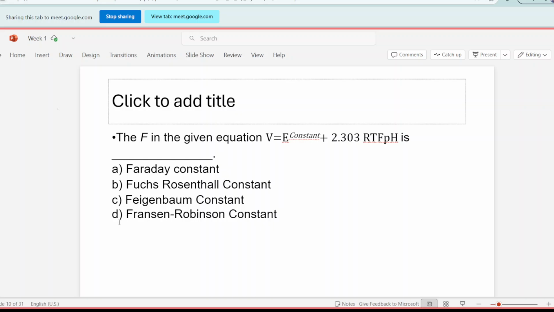So the next question is the F in the given equation, V is equal to E naught plus 2.303 RTF. Here, what does F stand for? That's the question. I'm not sure if you would know the different options shown here, but you can think about this question in terms of what this equation is. Anyone who knows the name of this equation, or which person it has been named after, you can mention that, and what the relevance of this equation is.